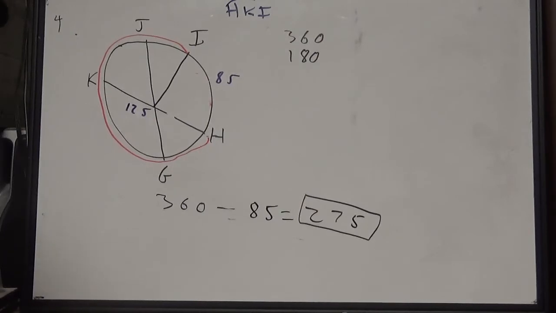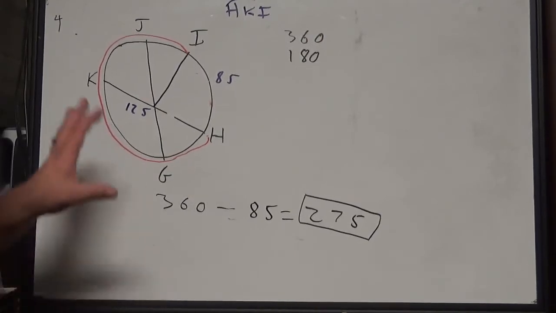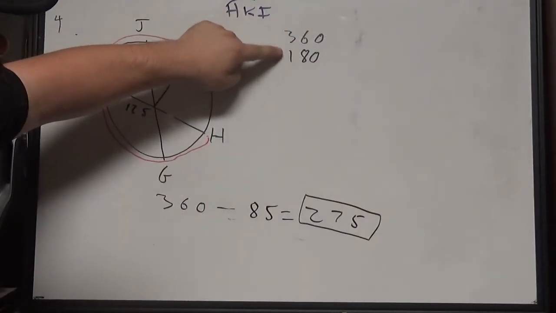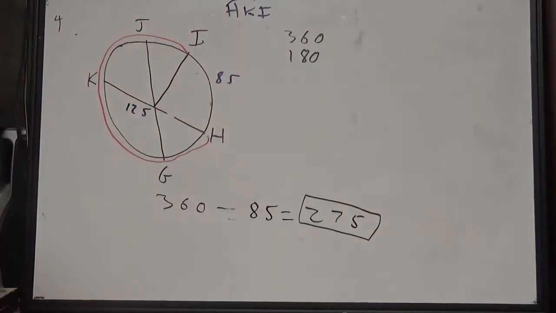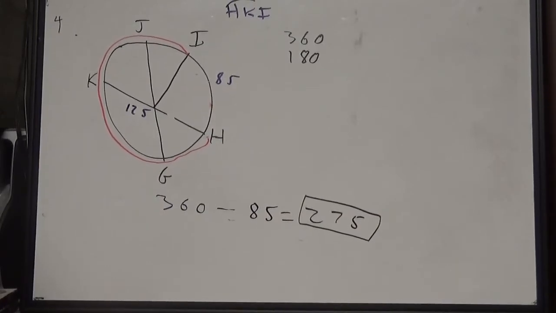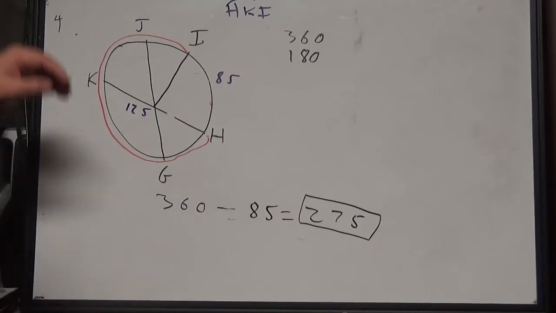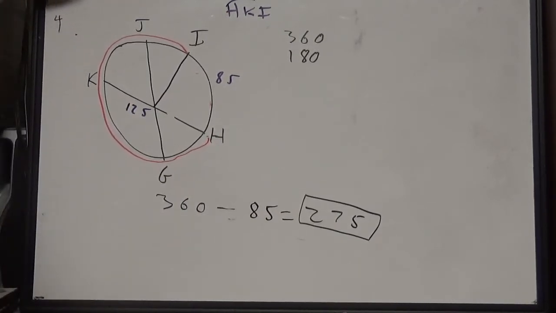Number 3 was just one simple addition problem. It was 180 plus something. This one is 360 minus something. So if you identify what you're looking for, and then you know that you're using the rule of 360 or the rule of 180, you'll find it's easier. Usually these don't have a lot of steps. You can do some with a lot of steps, but usually, in 10th grade geometry, not so much.